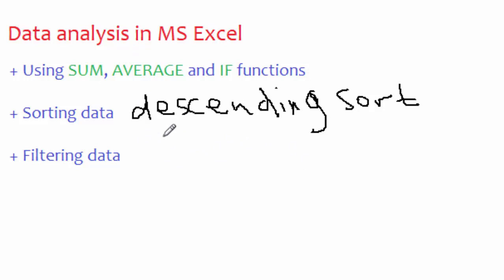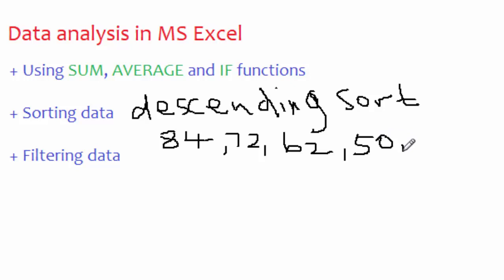So if I have numbers, I can arrange them in descending sort. Maybe the first person got 84, then we also have 72, another one maybe 62, and another one 50, another one 47. So when you look at this order, it is from largest value to smallest, and that is what we call descending sort.